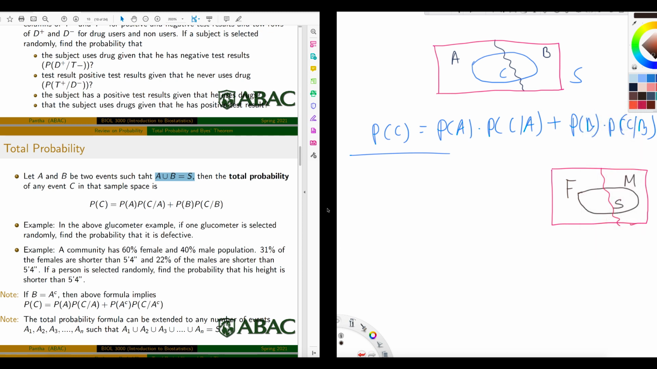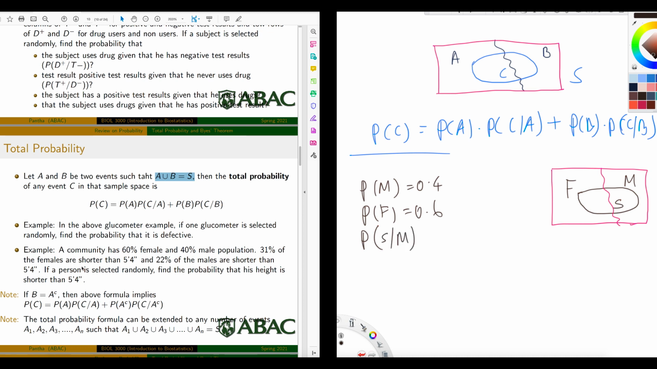Let me write down what is given. What is the probability of male? 0.4. What is the probability of female? 0.6. What is the probability of shorter males?